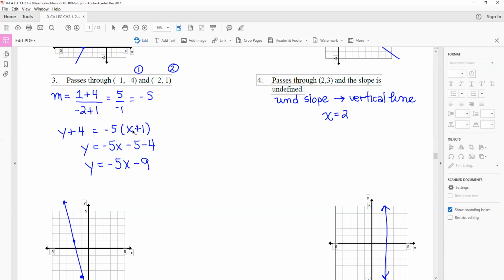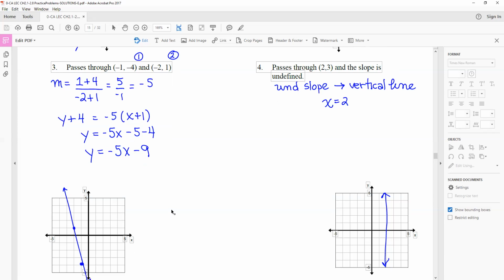In this particular instance, then we use the point slope formula. We put in the 4. We're going to use the first point. Put in the -4 here. We put in the -1 here and the -5 there. We distribute the -5, take the 4 over to the other side, which gives us y equals -5x minus 9. And you can see the graph down in the lower corner here.